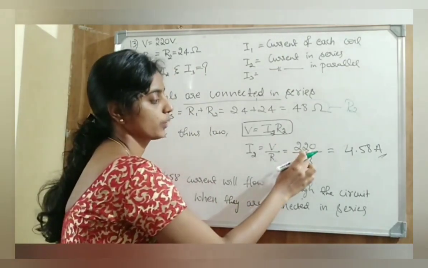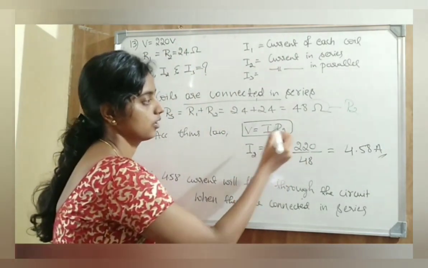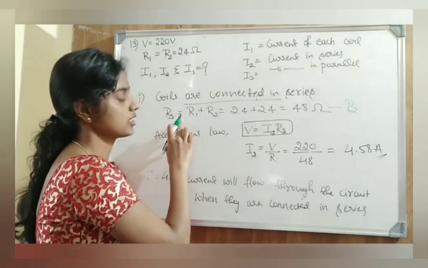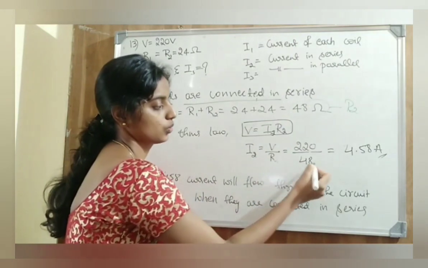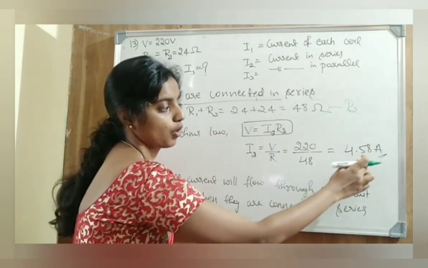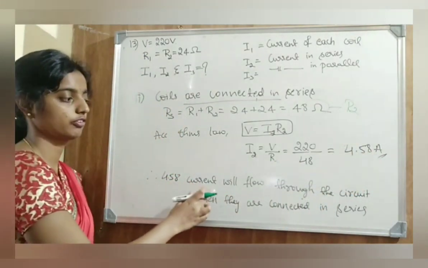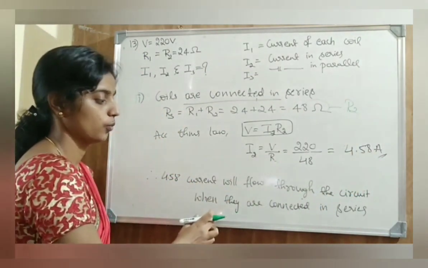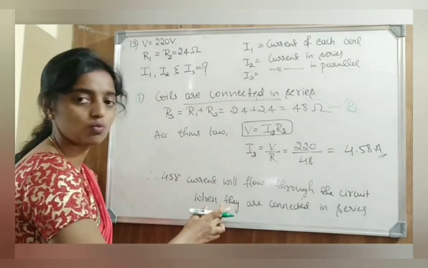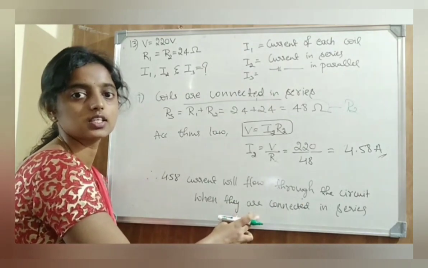Substitute the values. 220 volt is the same for all the 3 cases, and what we found out for resistors in series, that is R2, is 48. Substitute and calculate, we will get 4.58 ampere. Hence 4.58 ampere current will flow through the circuit when they are connected in series. They means what? The coils, when the coils are connected in series.